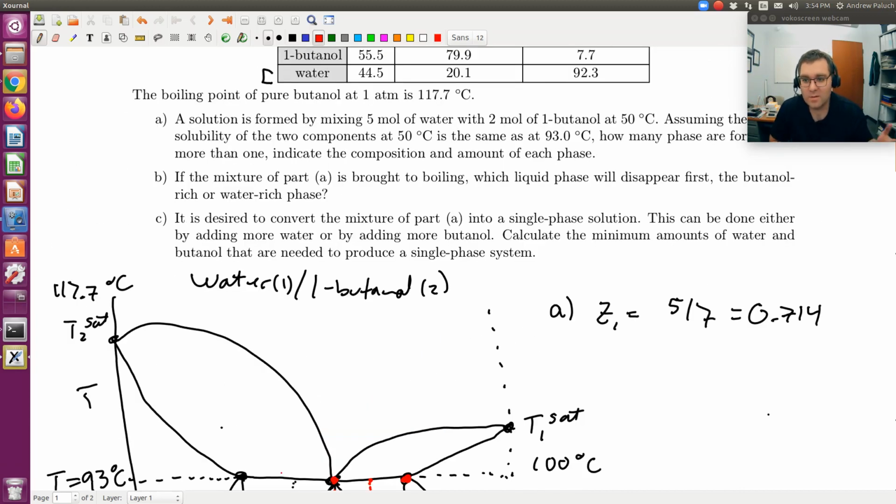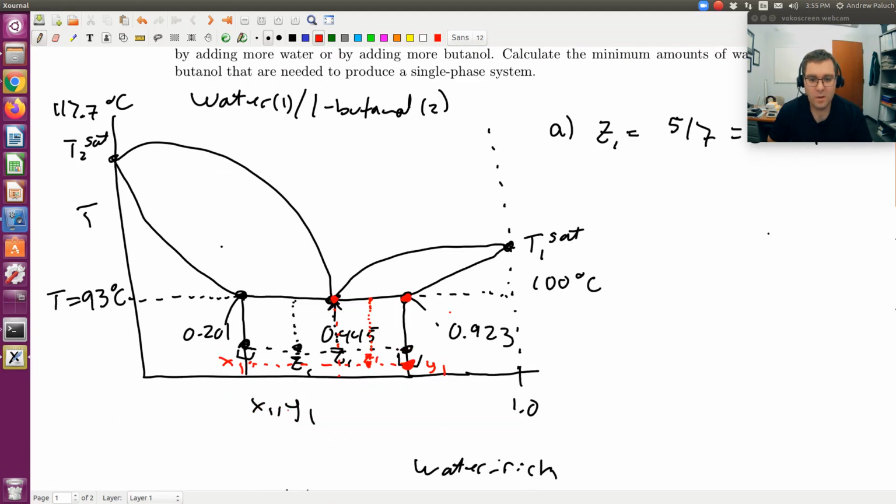And then C, it's desired to convert the mixture of part A into a single-phase solution. This could be done by adding more water or by adding more butanol. Calculate the minimum amounts of water and butanol that are needed to produce a single phase. So if I start with this mixture here, component 1 is water. If I add more water to my system, that corresponds to increasing Z1. If I add more water, keeping the moles of butanol fixed, Z1 is going to increase, so that would correspond to moving to the right.